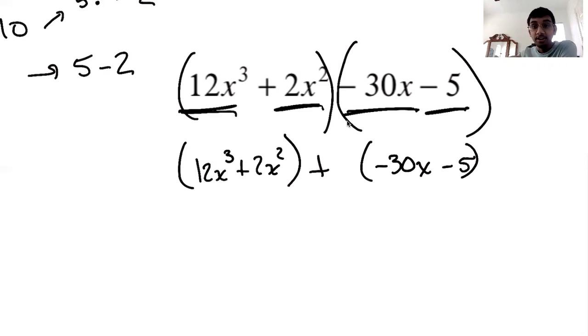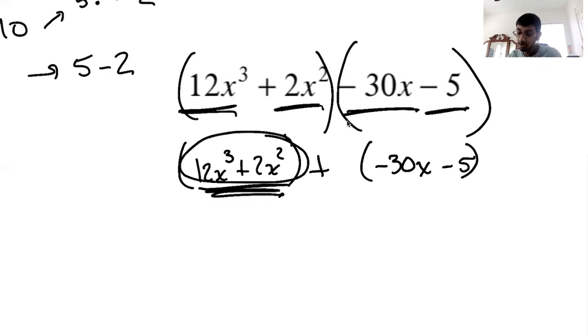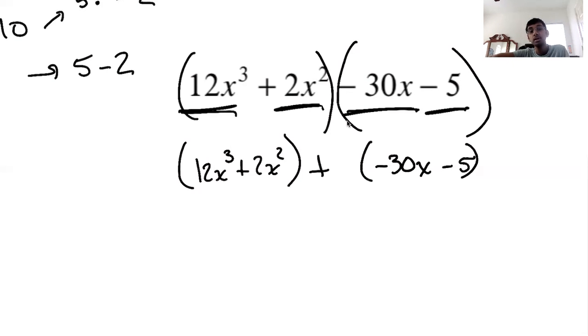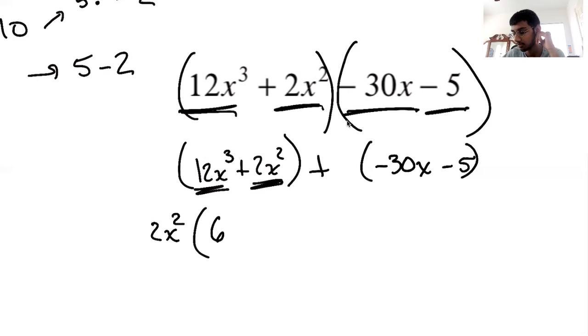So now we need to figure out what factors would work out for each of the individual parentheses. What is the greatest common factor from this right here? It would be 2x², because I can divide both the 12x³ and the 2x² by 2x², but I can't divide anything further than that. So I'm going to put 2x² on the outside, and on the inside, we're going to divide the 2x² out of each of those terms. 12x³ divided by 2x² would be 6x, and 2x² divided by 2x² would be equal to 1.